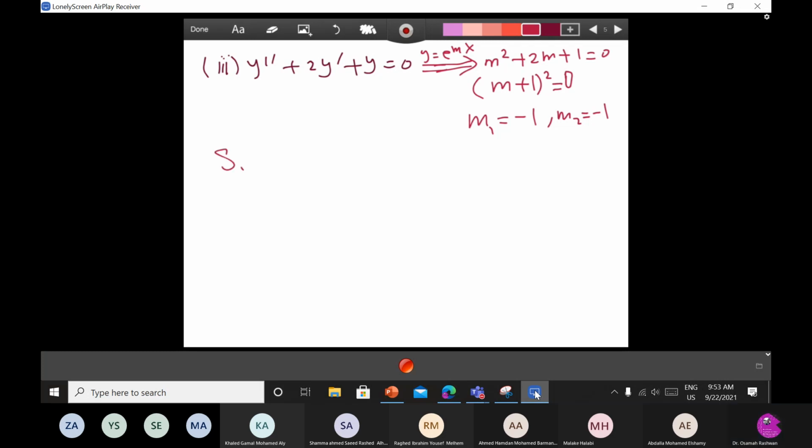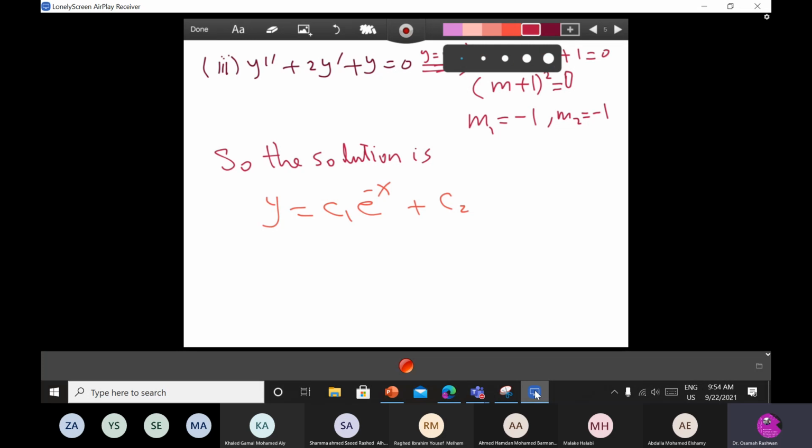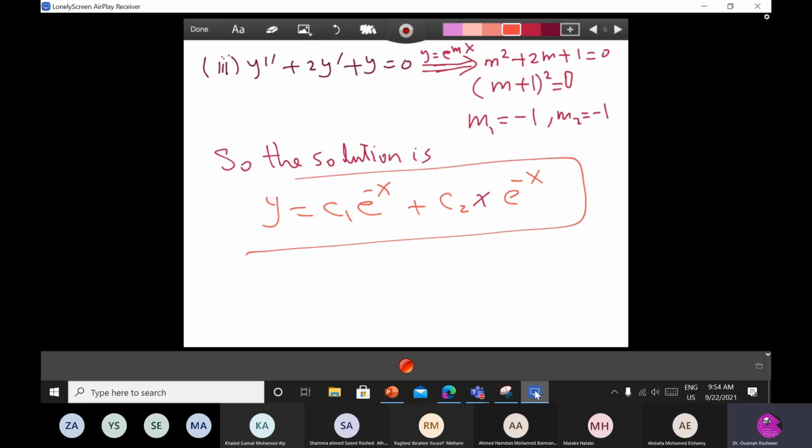So the solution is y equal to c1 e to the minus x plus c2. I have to make this one independent, so I multiply by x, e to the minus x. This is the solution in this case. Now we go through the three cases.